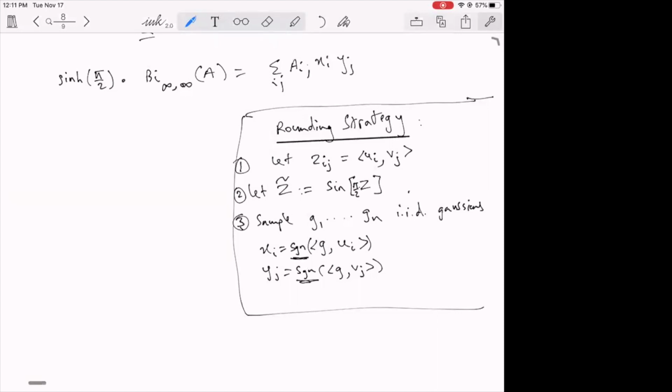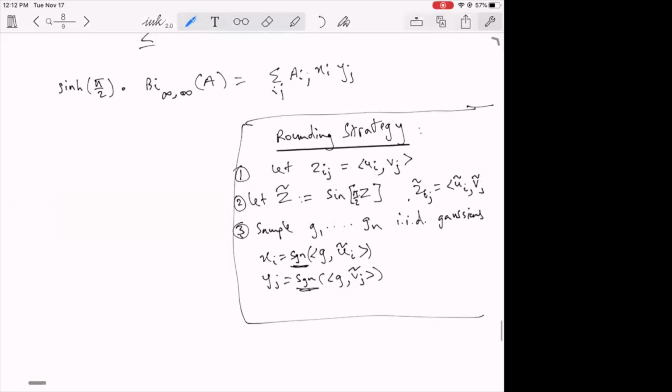Another way of stating this step, oh sorry, I made another mistake. This has to be u tilde i and v tilde j, where z tilde ij is written as u tilde i inner product v tilde j. So this is the rounding strategy implicit in this algorithm. Let's not focus on this too much. I'll show you the analysis, and then it'll be perfectly clear why this is the rounding strategy implicit in the analysis.